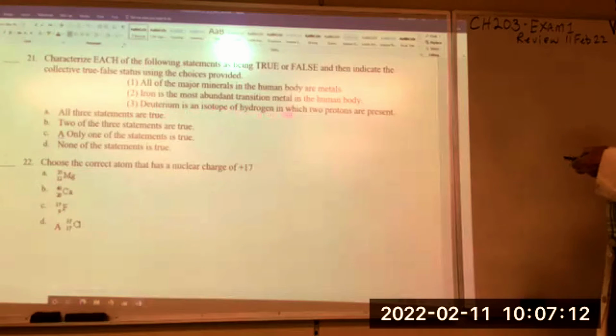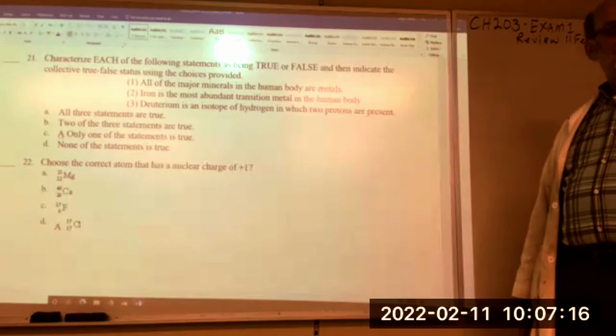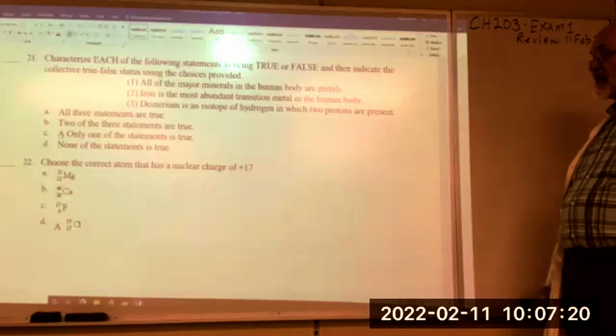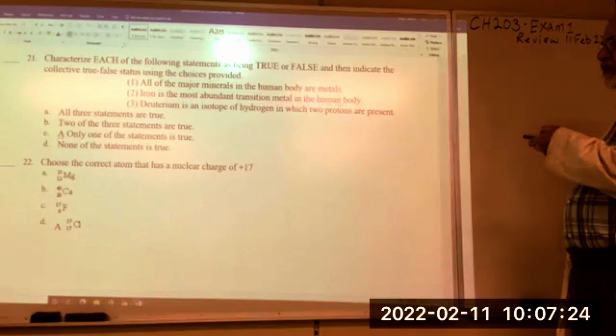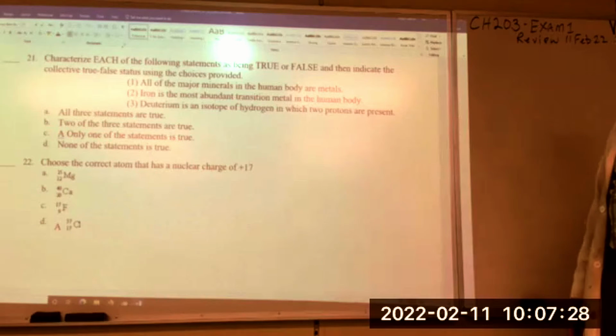Deuterium is an isotope of hydrogen in which 2 protons are present. I don't think so. 2 protons makes it helium. Okay, so yeah, I think that was right. Most abundant transition metal is iron. And that gives you only one true answer.